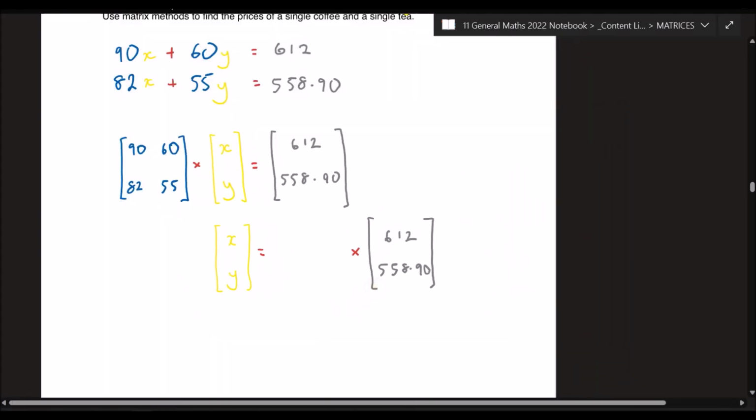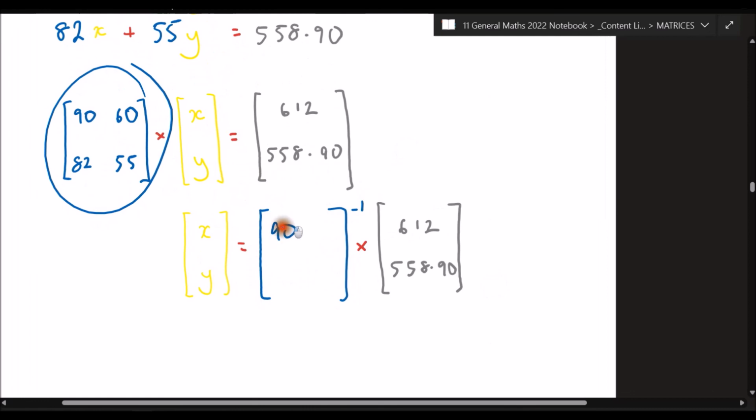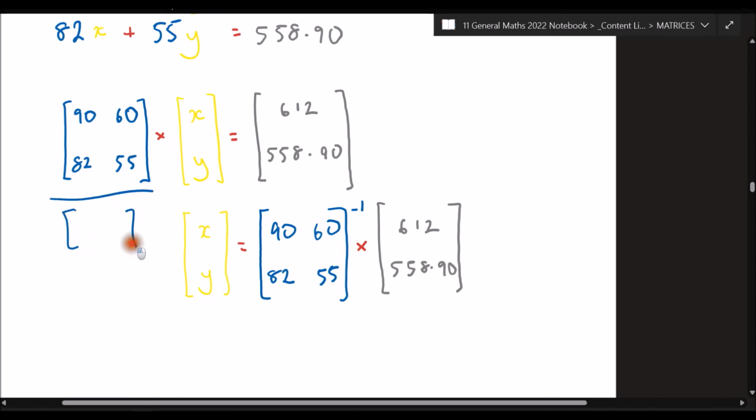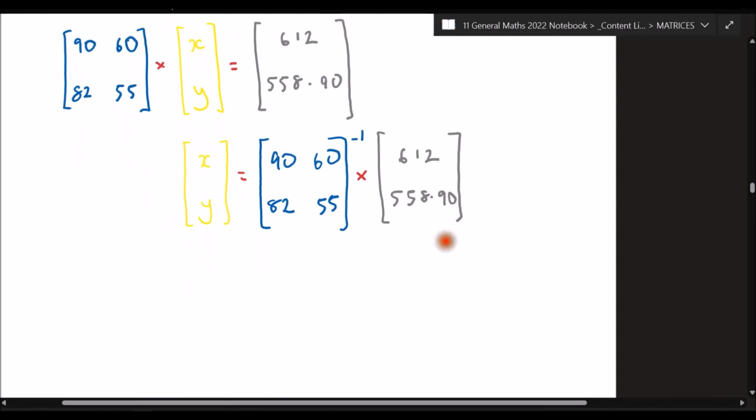Now, technically, I don't have to evaluate the inverse in here. When it comes to doing the working out, you can literally just type it in as you see in the calculator. So what you're doing here is inversing that matrix, 90, 60, 82, 55, to figure out what x and y are. Remember, it's not just a matter of dividing this matrix by itself. You have to inverse it. So you have to multiply it by its inversed self, because what happens is it cancels itself out. And then you do the same here. Multiply this by the inverse version of this matrix. So that means x and y.